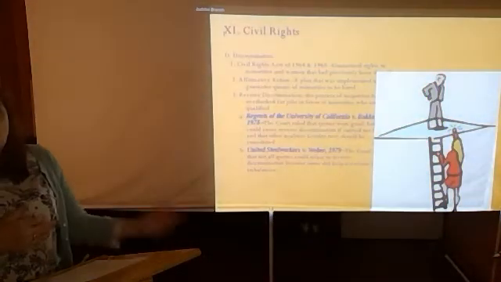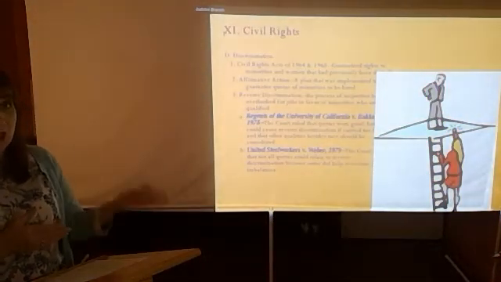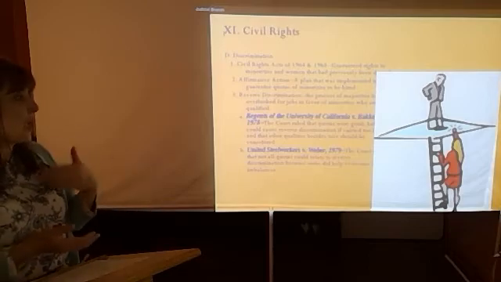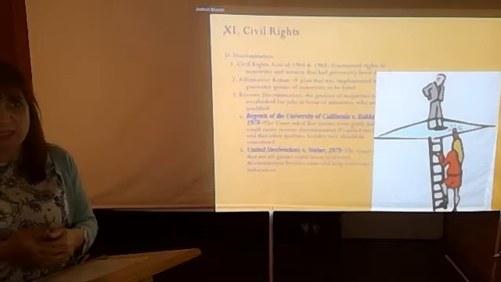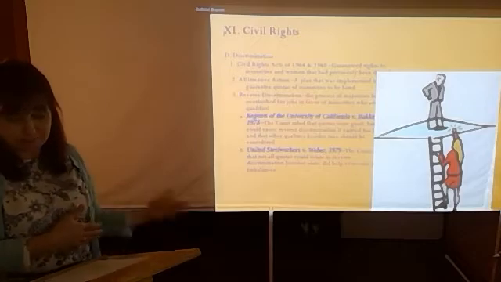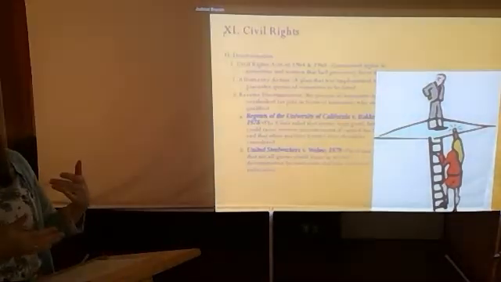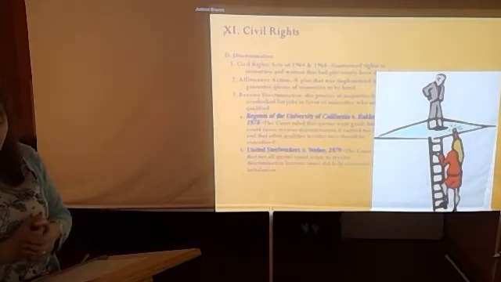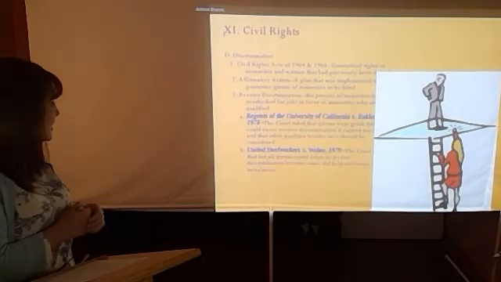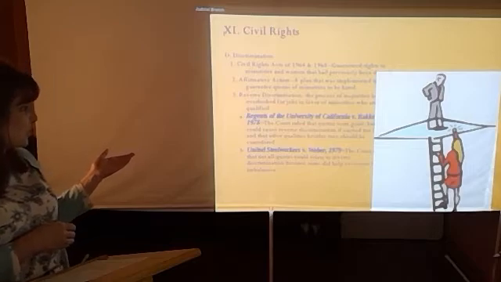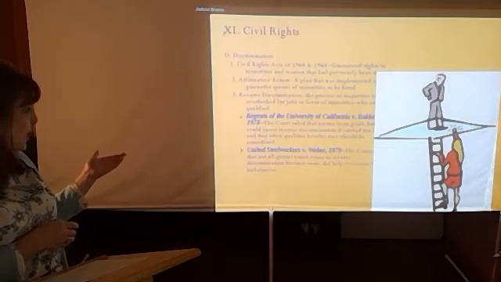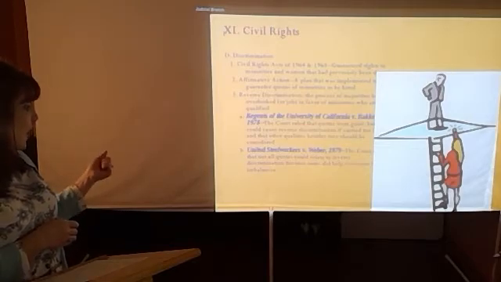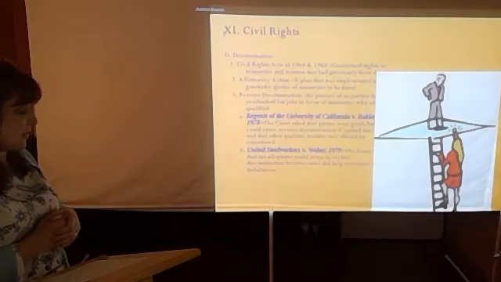Reverse discrimination is the process where majorities are actually overlooked for jobs or grants or things like that in favor of a minority. And we've actually seen, with affirmative action, reverse discrimination happen. Some cases that deal with that are Regents of the University of California versus Bakke in 1978 and United Steelworkers versus Weber in 1979.